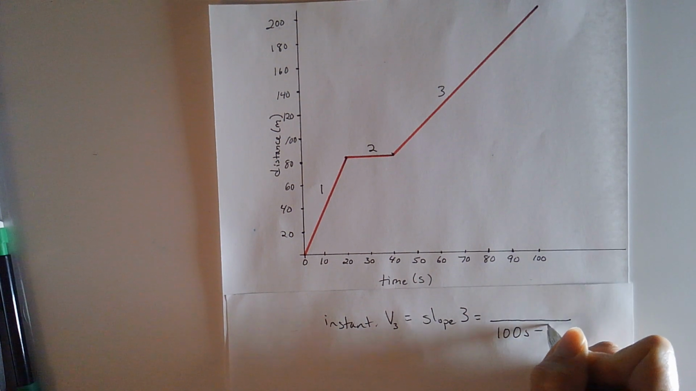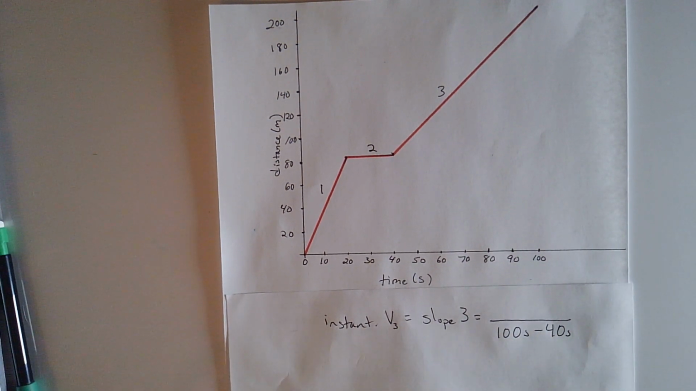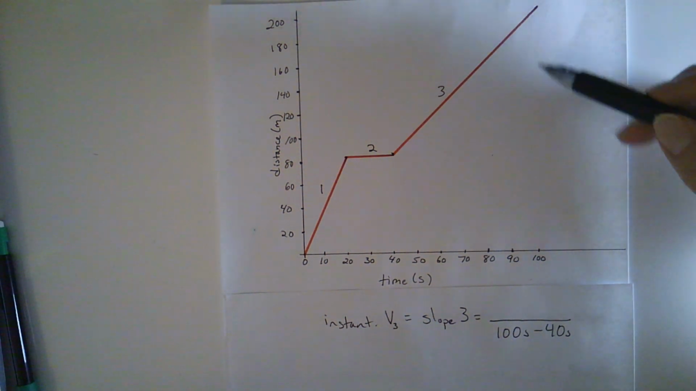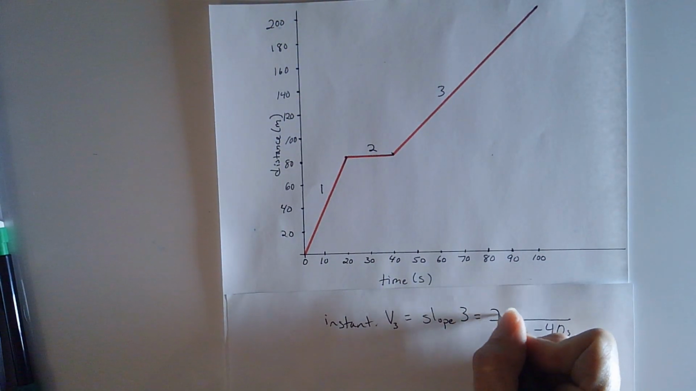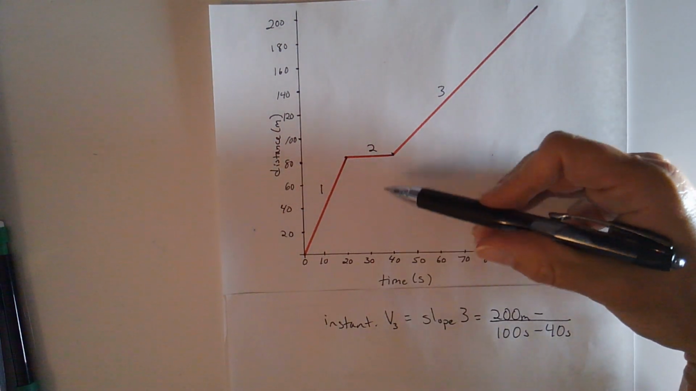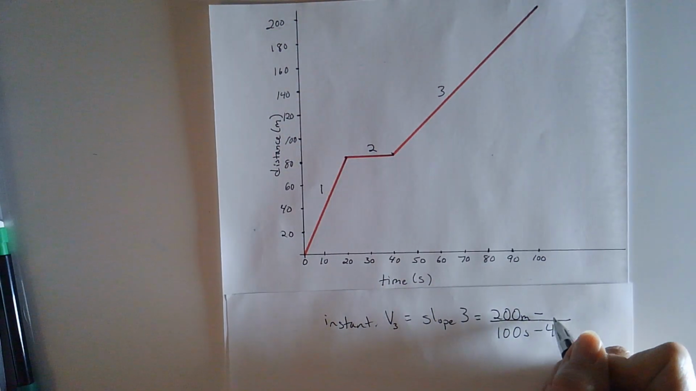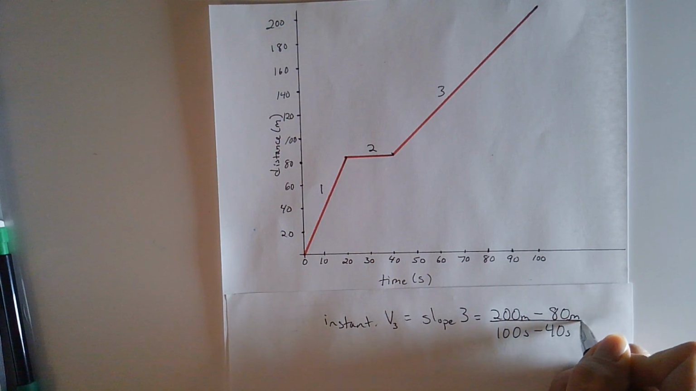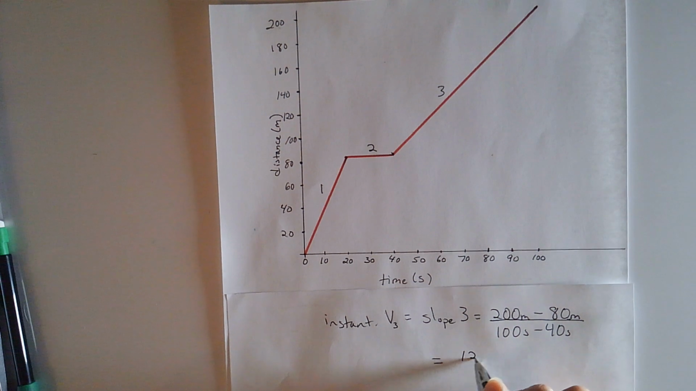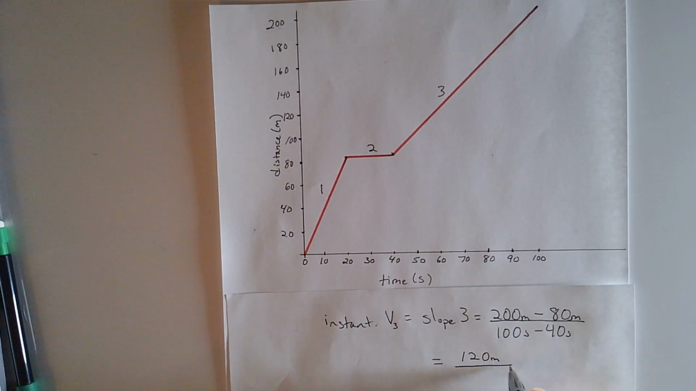100 seconds minus 40 seconds on the bottom. And let's see, at 100 seconds, it's made all the way to, let's see, is that 200? Yep, all the way to 200 meters. And at 40 seconds, it was back here at 80 meters. So minus 80 meters. So let's see, if we do the math on that, 200 meters minus 80 meters, well, that's 120 meters over 100 minus 40 seconds, 60 seconds.